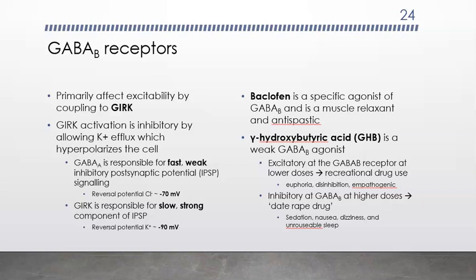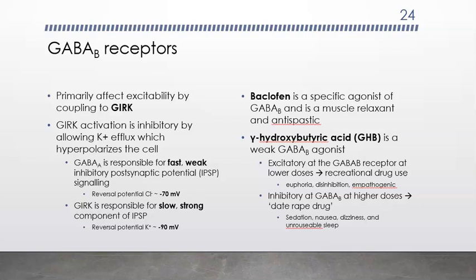So primarily, they will affect the excitability by coupling to GIRK. We previously talked about what GIRK stands for, so please go look that up if you don't remember. And GIRK activation is inhibitory because it allows a potassium efflux, which hyperpolarizes the cell. So potassium leaves the cell, making the cell more negative.